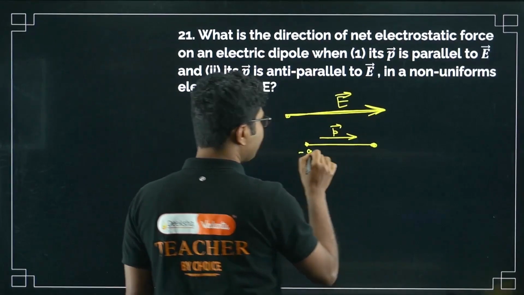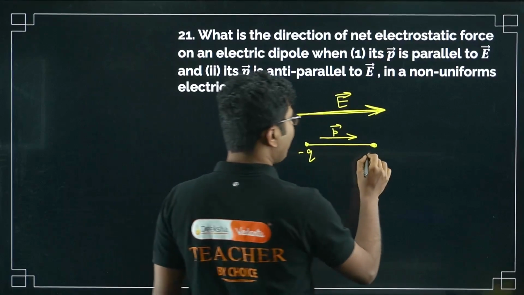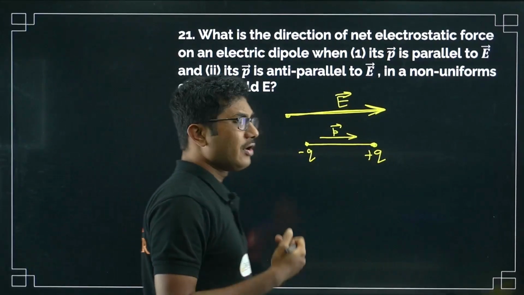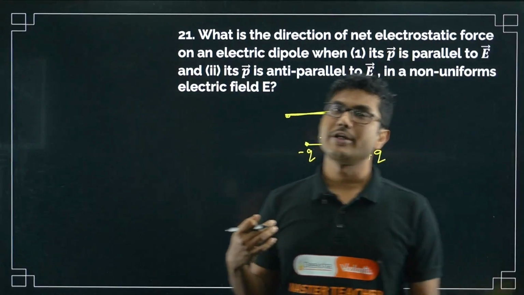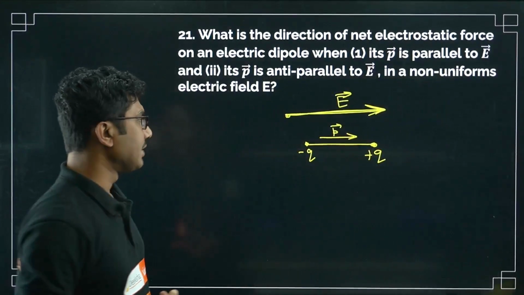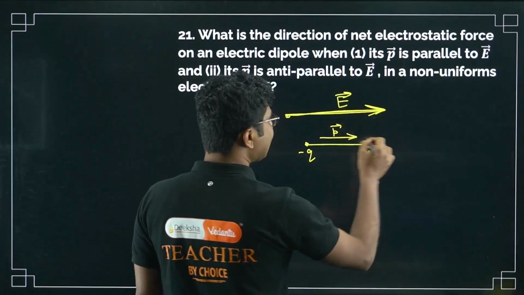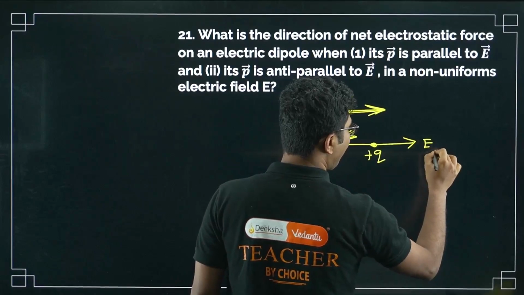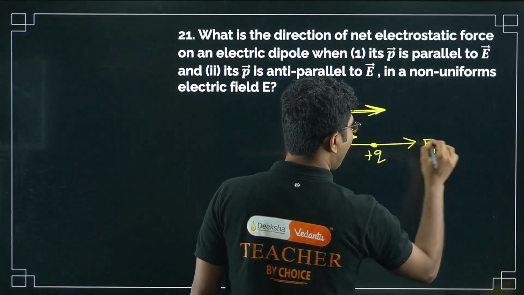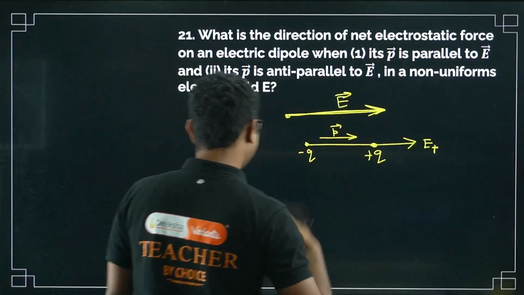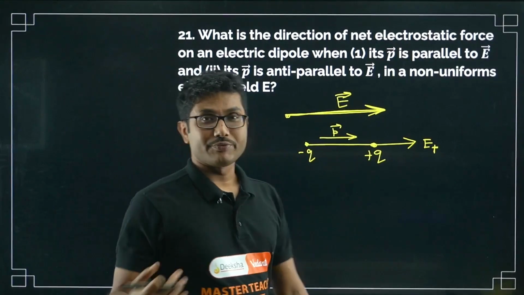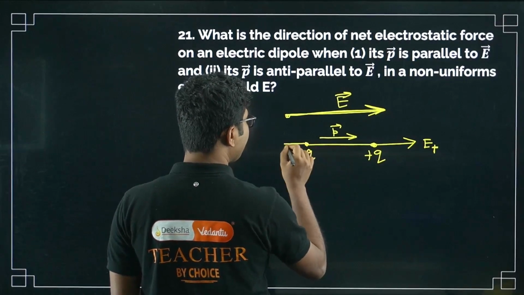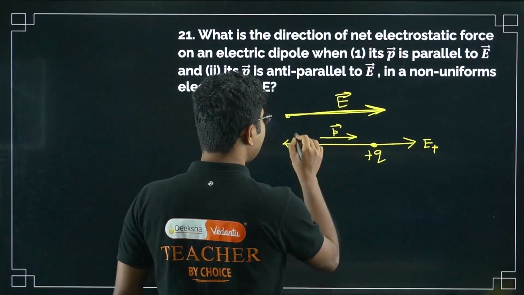P points from negative charge to positive charge. That is a very important point to remember: the dipole moment always points from negative to positive charge. Now, what is the force on this? Say, force on the positive charge is F plus. A positive charge will definitely experience a force in the direction of the electric field, and the negative charge will experience a force in the opposite direction, F minus.